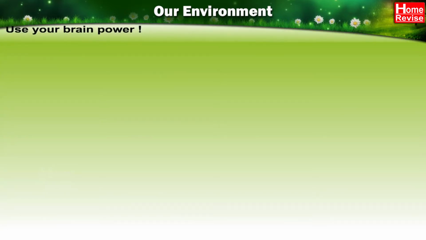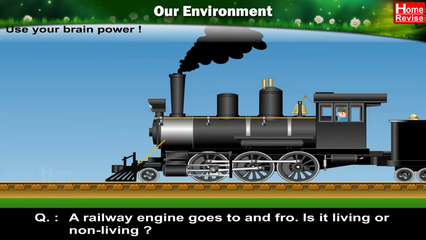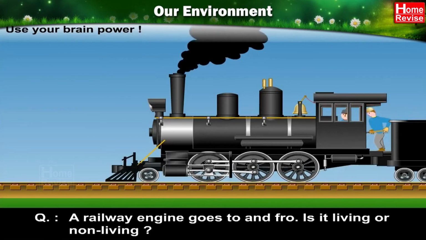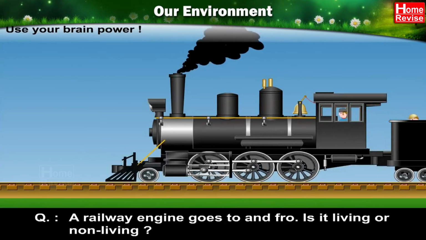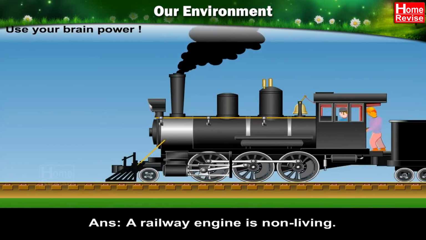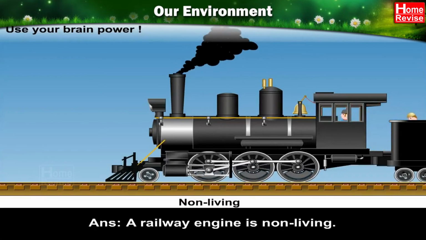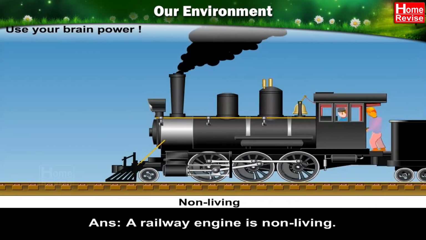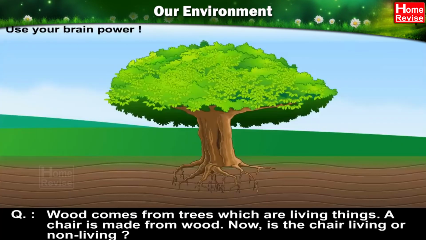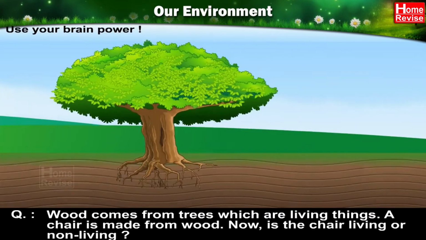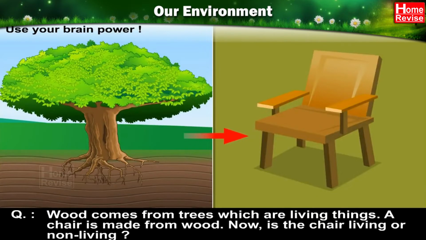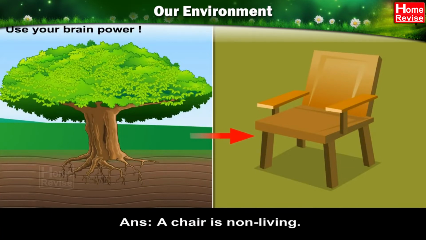Use your brain power. A railway engine goes to and fro. Is it a living or non-living thing? Well, a railway engine is a non-living thing. Wood comes from trees, which are living things. A chair is made from wood. Now, is the chair living or non-living? A chair is a non-living thing.